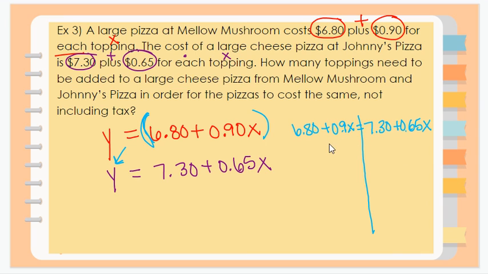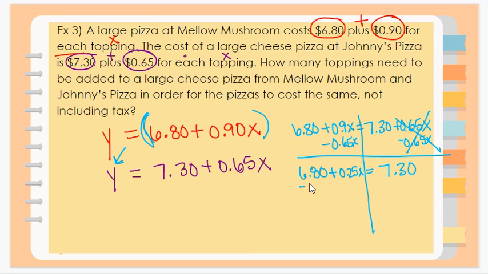So let's solve for X. First we want to get our X's together. We always move the smaller one. So I'm going to move the 65 cent X. And what you do to one side, you have to do to the other. So 90 cents minus 65 cents is 25 cents. So I have 680 plus 25 cent X, and that equals, this cancels, $7.30.